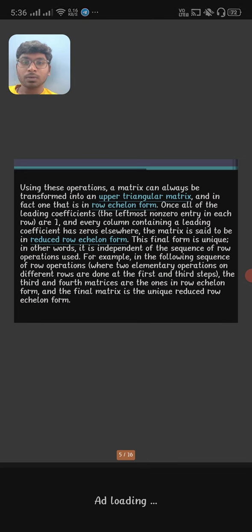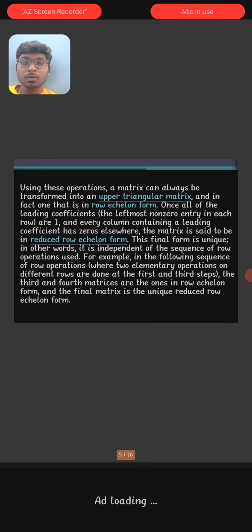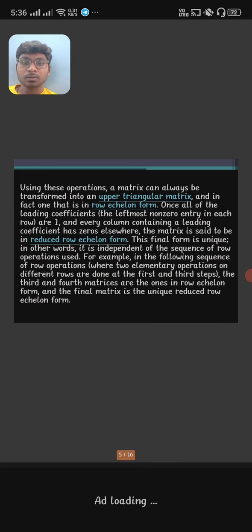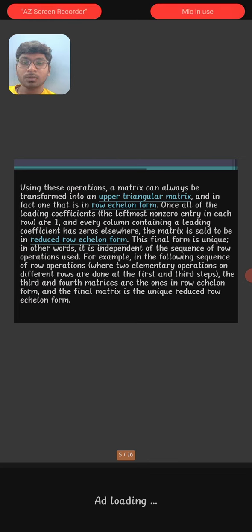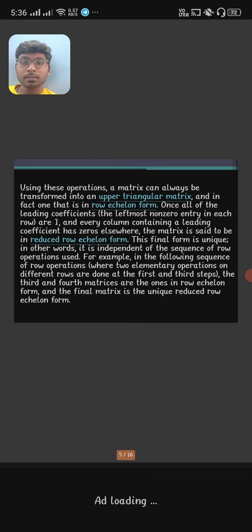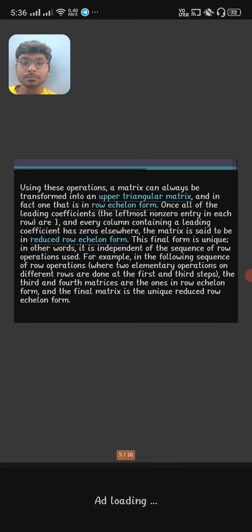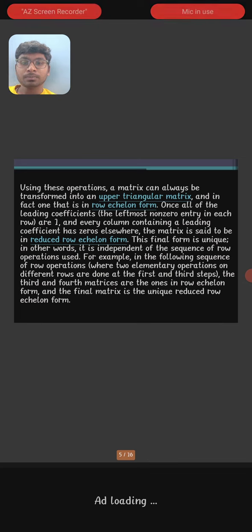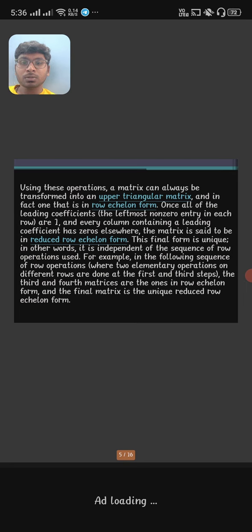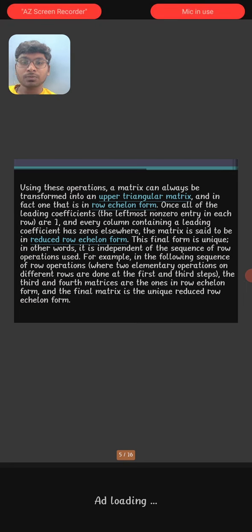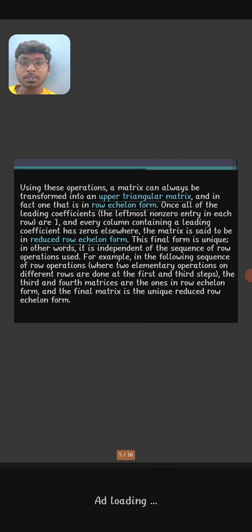Once all of the leading coefficients, the leftmost non-zero entry in each row, are 1, and every column containing a leading coefficient has zeros elsewhere, the matrix is said to be in reduced row echelon form. This final form is unique. In other words, it is independent of the sequence of row operations used.